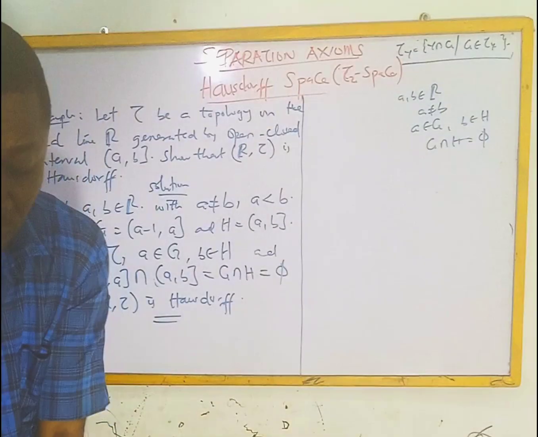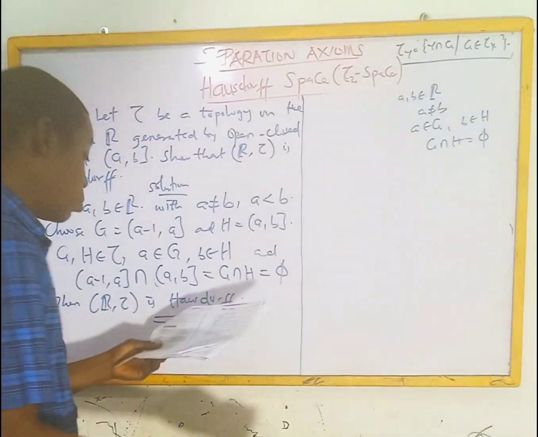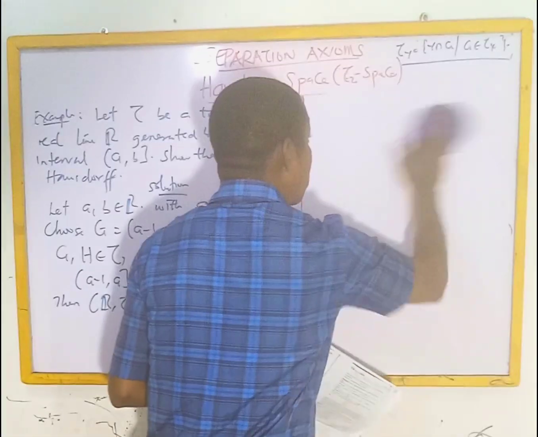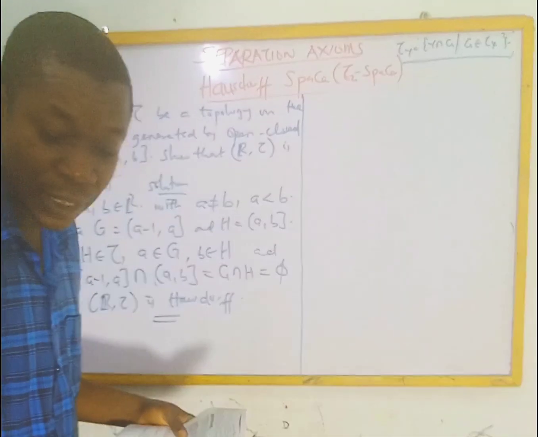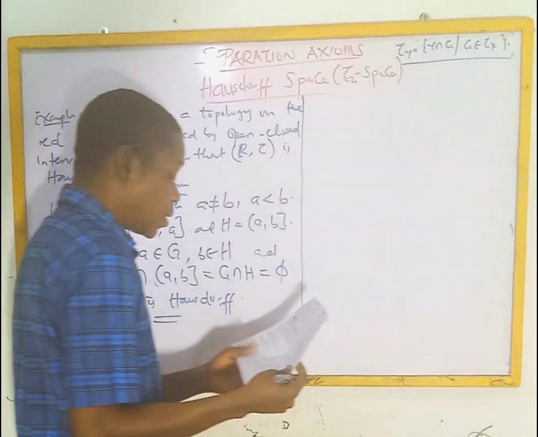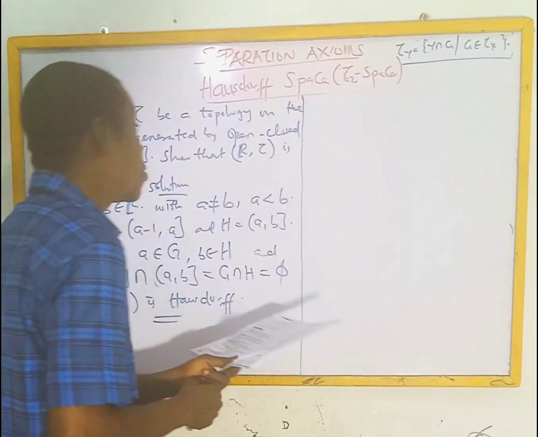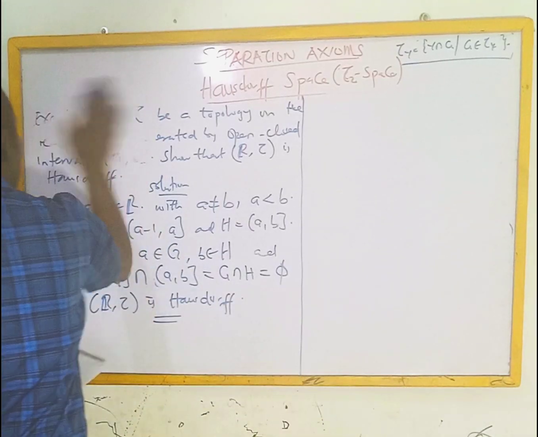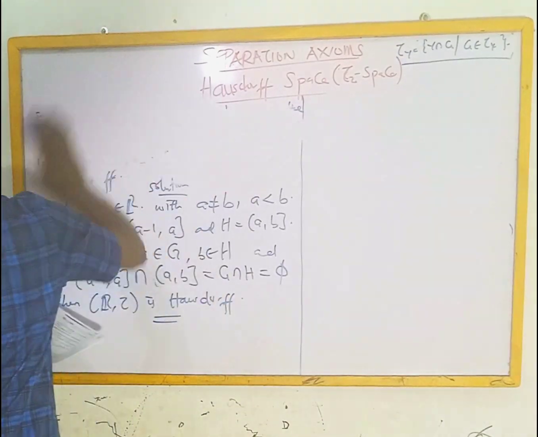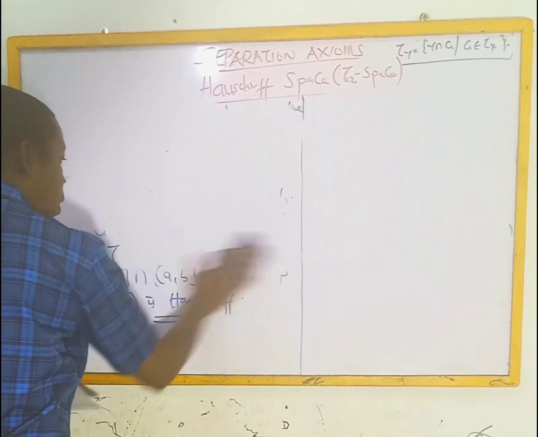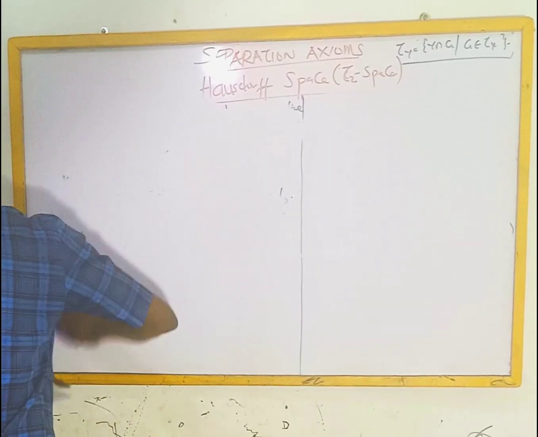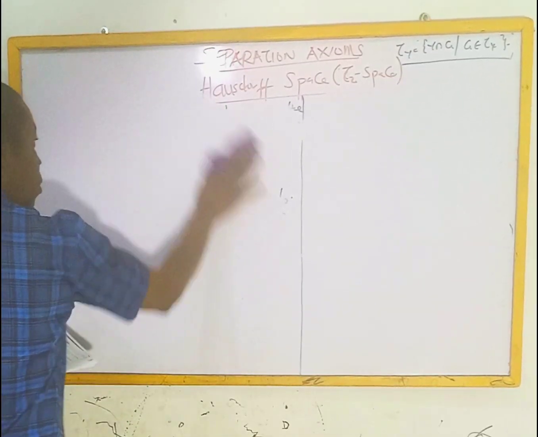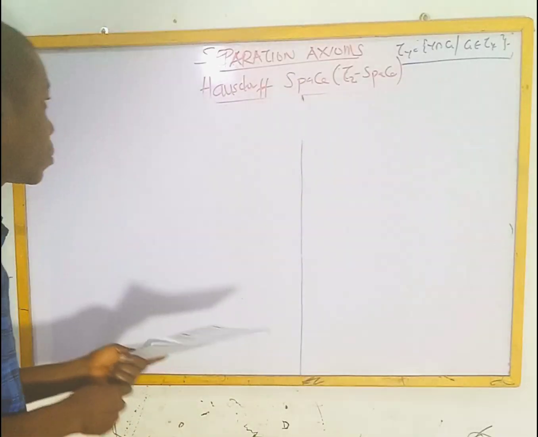Now let's look at another example. Look at this example. Let's make it a theorem. What did the theorem say? Look at this theorem.